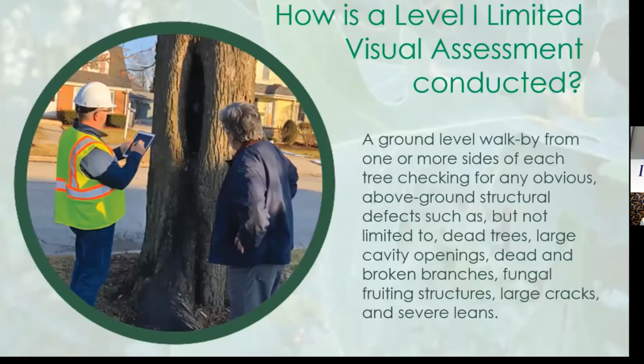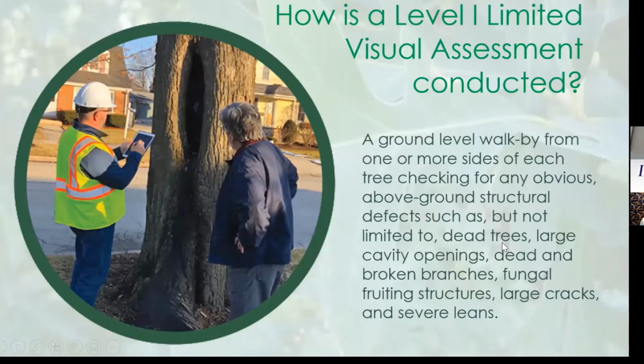It's done just like an inventory. It's a ground level walk-by from one or more sides of the tree, and the arborist is looking for above ground structural defects like a standing dead tree, cavity openings, dead, broken branches, hung up branches, fungal fruiting structures, large cracks, severe leans, and other things.